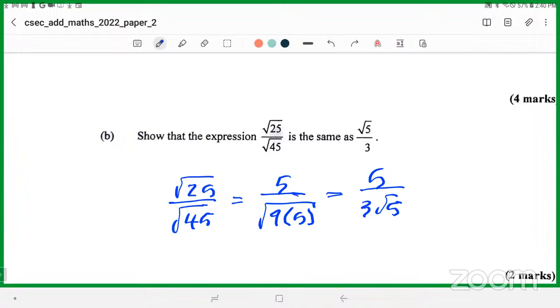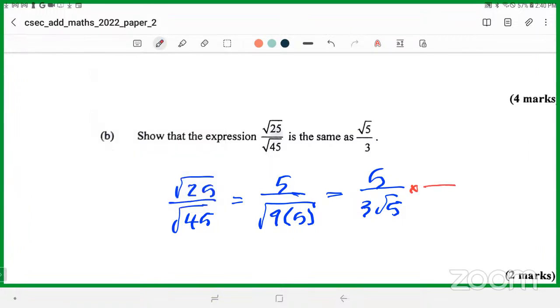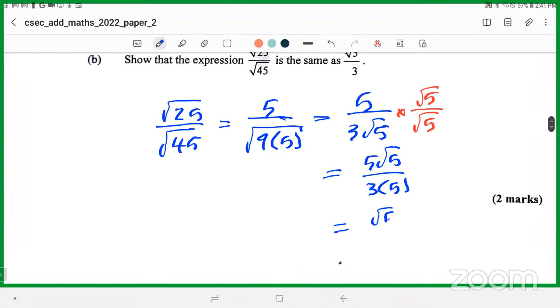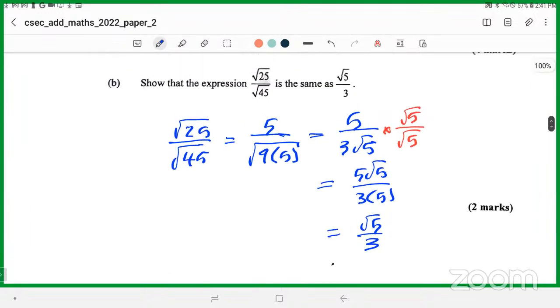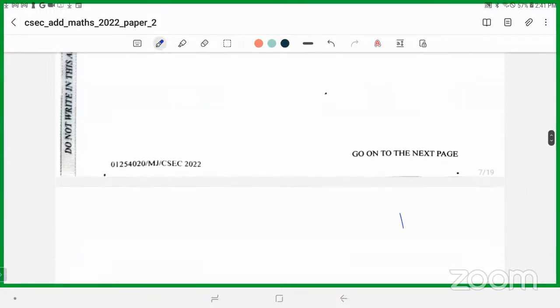I don't want a root under here, so I'm going to rationalize it. Multiply the numerator by root 5 and the denominator by root 5. So that becomes 5 root 5 over 3 times 5, since root 5 times root 5 is 5. Then this 5 cancels this 5, so the final result is root 5 over 3. Easy stuff. Simplifying surds.